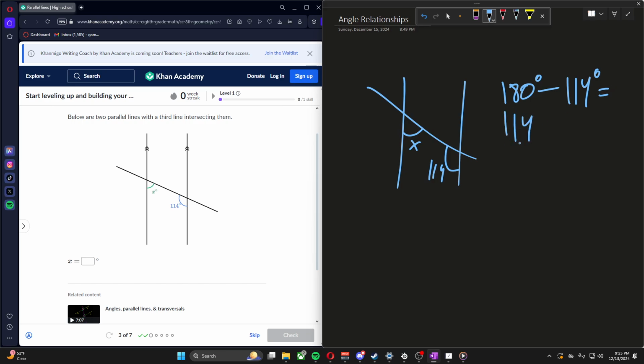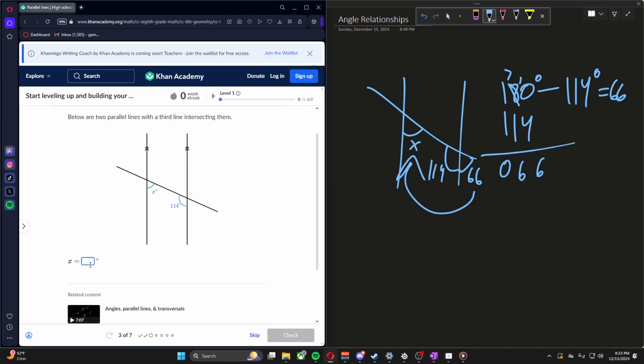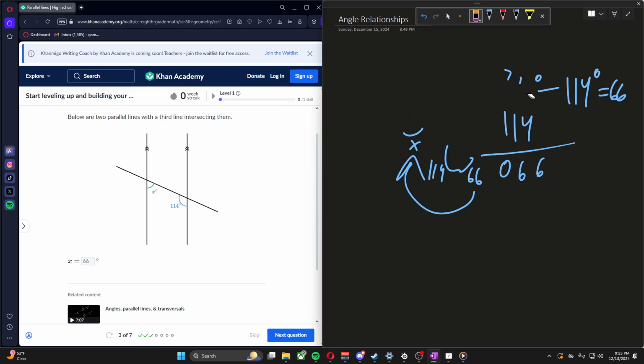And I can't do that math in my head, so we're going to do a long way of doing math. So we get 66 as our angle here. And because these two lines are parallel, 66 has to be x. There we go. Pretty basic stuff. Parallel lines are really easy to work with.